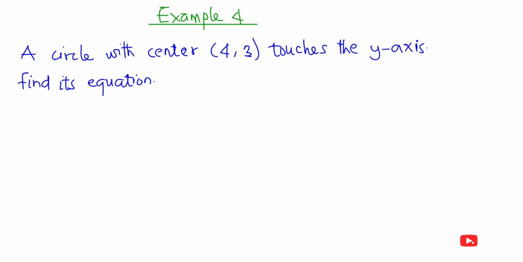So we have here example 4, and example 4 says that a circle with center 4, 3 touches the y-axis. Find its equation. Let's read it again. A circle with center 4, 3 touches the y-axis. Find its equation. So this is what it implies.